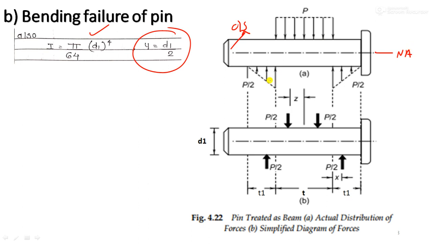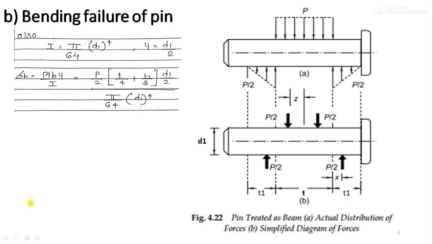There I have already explained that this y is nothing but the distance from the neutral axis to the extreme fiber. This is the extreme fiber. So the distance from the neutral axis to the extreme fiber is nothing but y, which will obviously be equal to d1 upon 2. Now again, I have also explained the basic formula for bending moment. It is also mentioned in the PSG design data book 7.1. Again you have to watch those videos also.